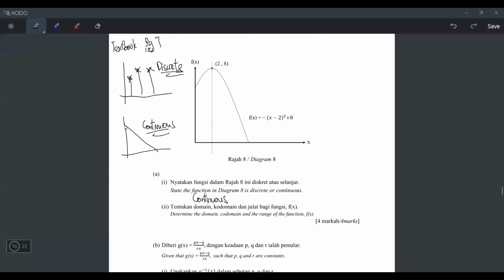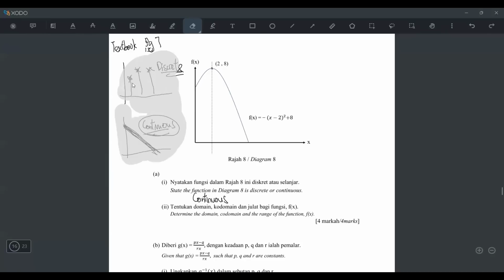But continuous, the points, they are connected by a straight line. Can you see? They are not separated. But this one, they are separated. So if the points are not connected, we call it discrete function. If they are connected, we call it continuous. And if you look at this curve, it is definitely a continuous function because the points are connected. That is why the answer is continuous.